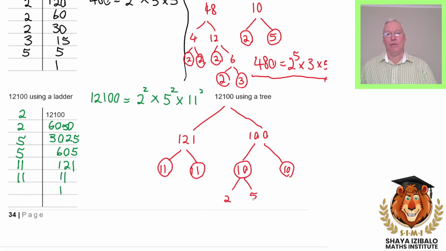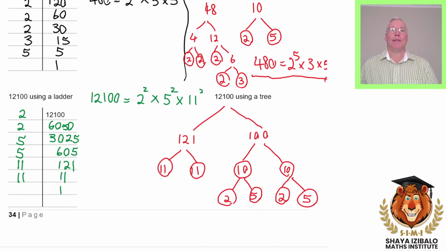Now, as you work with these numbers, you'll get better and better at this. And obviously this 10 is also 2 times 5. Remember, I'm putting them in circles when they are prime numbers. Sorry, these 10s should not be in circles. They're not prime numbers, so we carry on. When we're done, all the numbers inside circles are our prime factors.